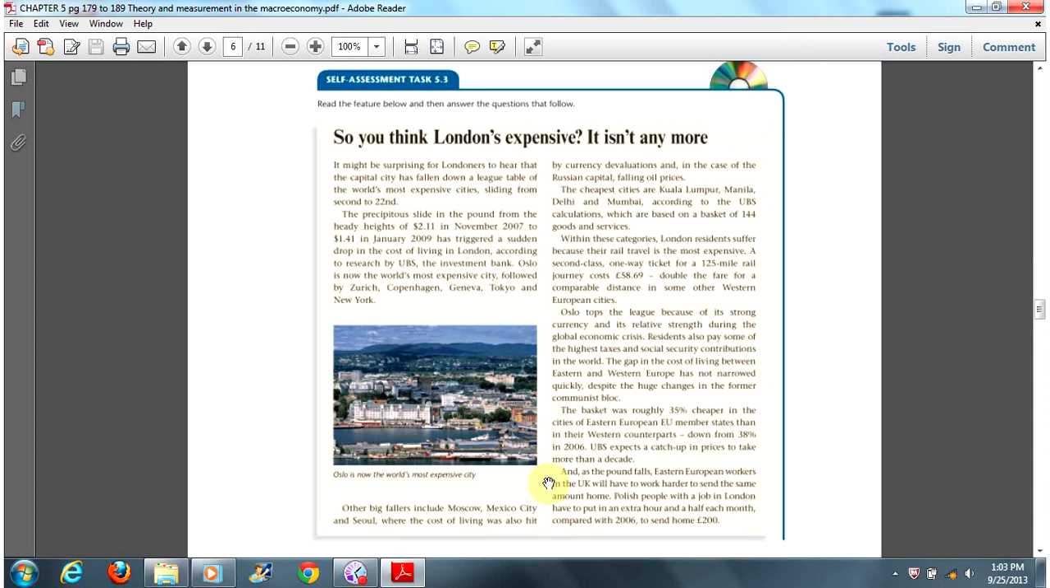And as the pound falls, Eastern European workers in the UK will have to work harder to send the same amount home. Polish people with a job in London have to put in an extra hour and a half each month compared to 2006 to send home £200.